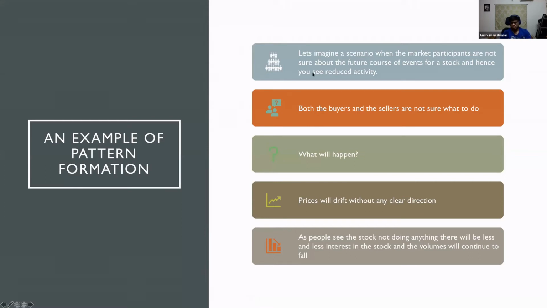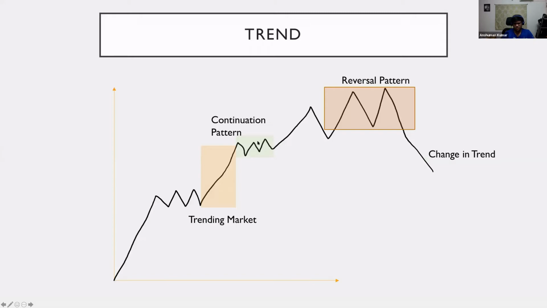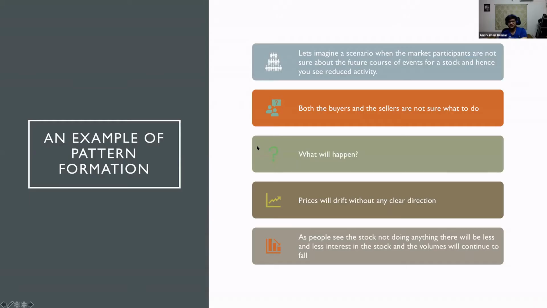So let's talk in detail about what I've just discussed. You have a scenario where the market participants are not sure about the future course of events for a stock. And what you see is reduced activity. When I say reduced activity, this is what we talk about in a continuation pattern. Both the buyers and the sellers are not sure what to do.